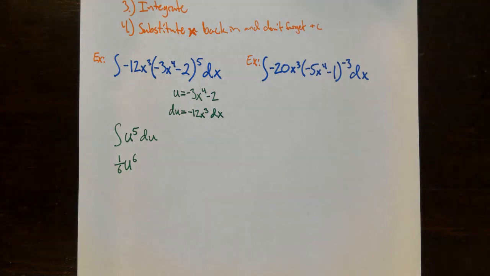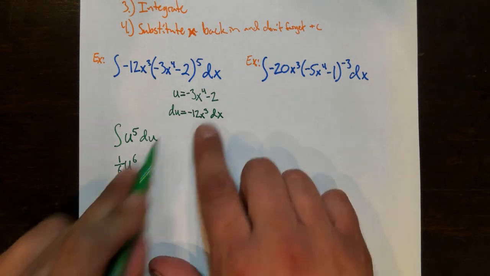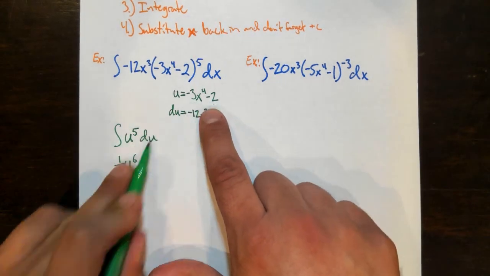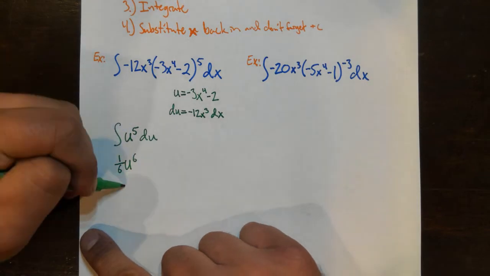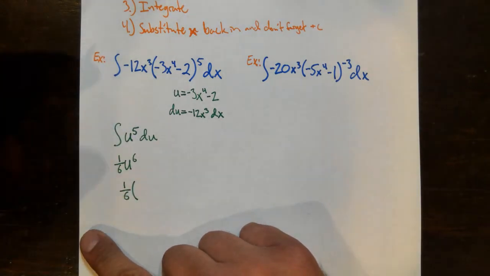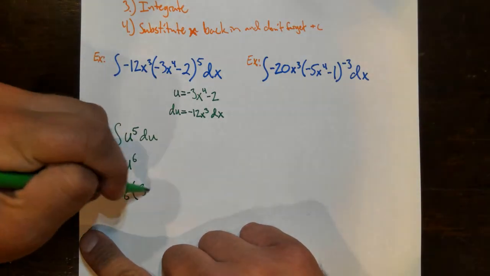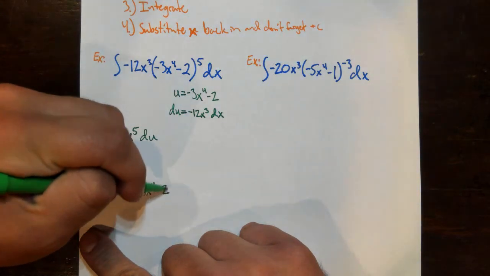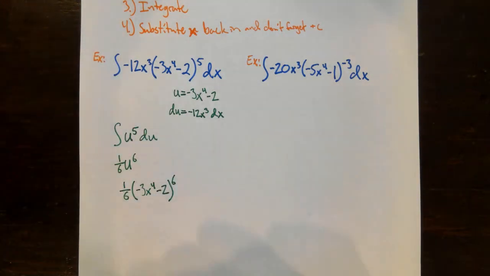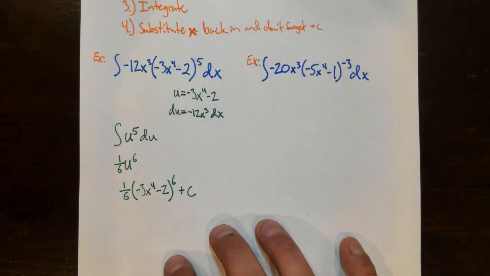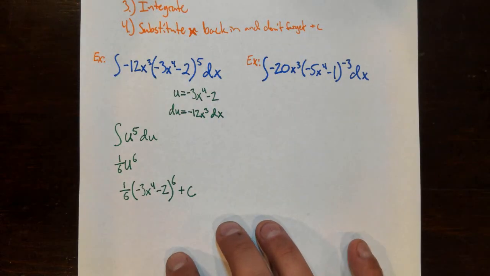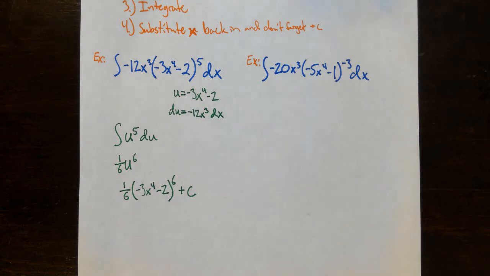Now that we integrated, our 4th step is we just want to substitute x back in, and don't forget our plus c. So u is this business right here, so we're going to substitute that back in for u. So we're going to get 1/6 negative 3x to the 4th minus 2 to the 6th power. And there, plus c. And there you have it. That's u substitution for the first example.